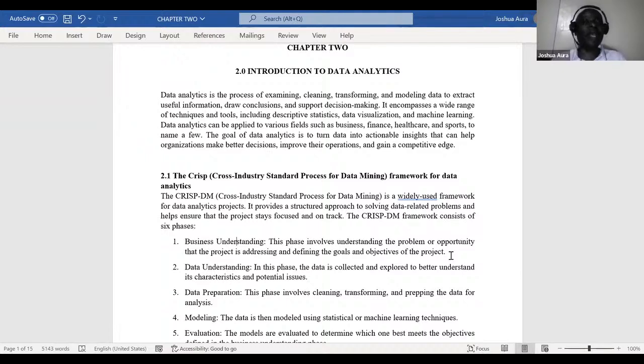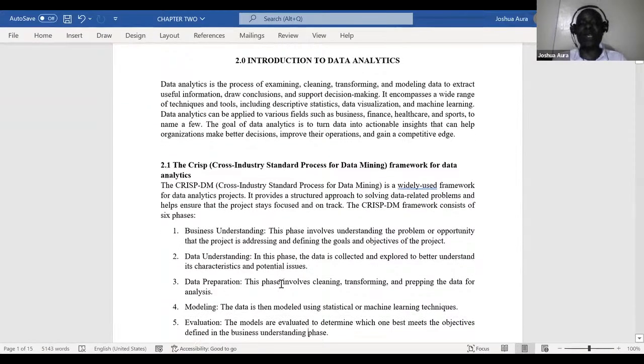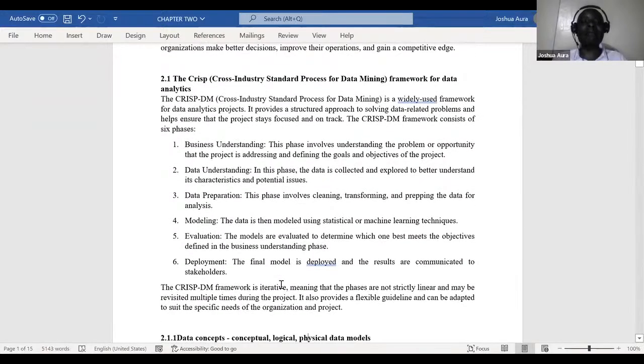From there, we have data understanding. In this phase, the data is collected and explored to better understand its characteristics and the potential issues. We have number 3, data preparation. This phase involves cleaning, transforming, and prepping the data for analysis. So basically, you are preparing the data so that you can start analyzing it.